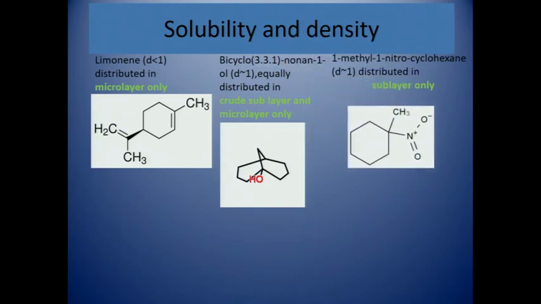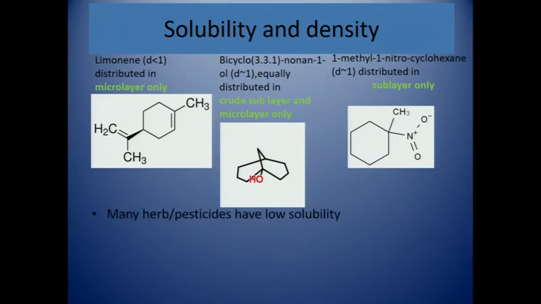So that's a bit unexplained. This one looks like a surfactant. It has a nitro group, which is rather polar, and a hydrophobic tail, and the density is somewhat 1. I suppose it might be found in the microlayer, but it wasn't. It was only found submerged in various samples that I took in the Mediterranean.